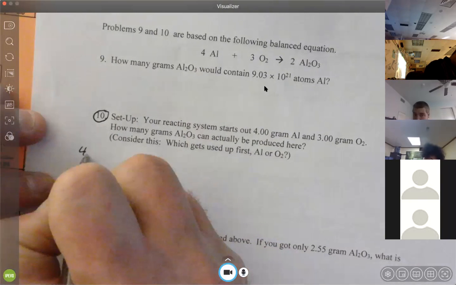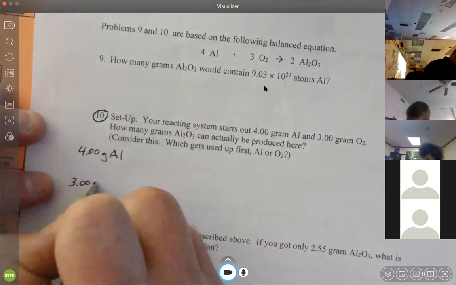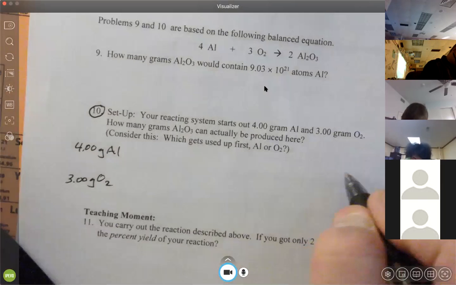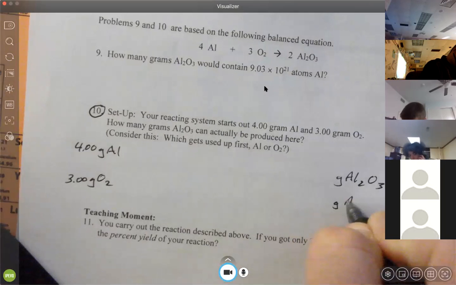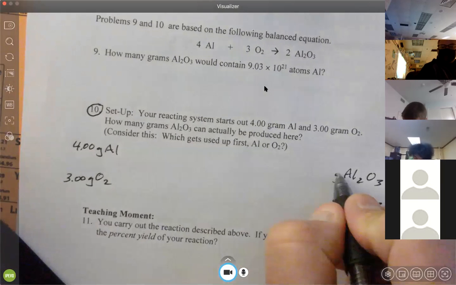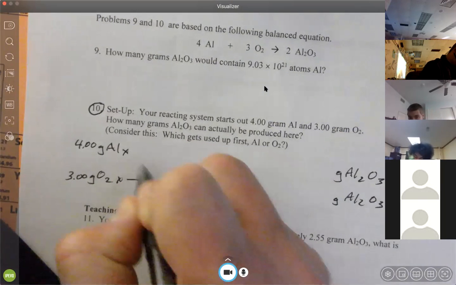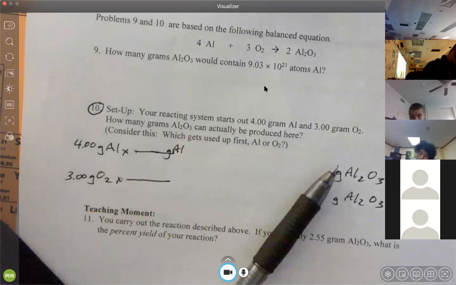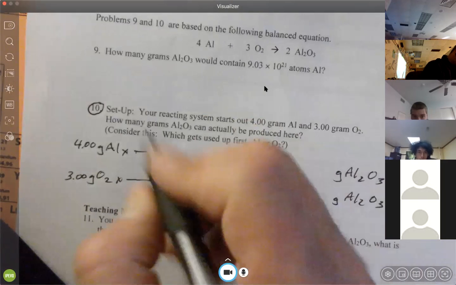So we have a problem here. We have 4 grams of aluminum and 3 grams of oxygen. We want to solve for each of these to get grams of aluminum oxide. Oh, wrong place. We need to put that on the bottom so that it will cancel out. I got writing happy.